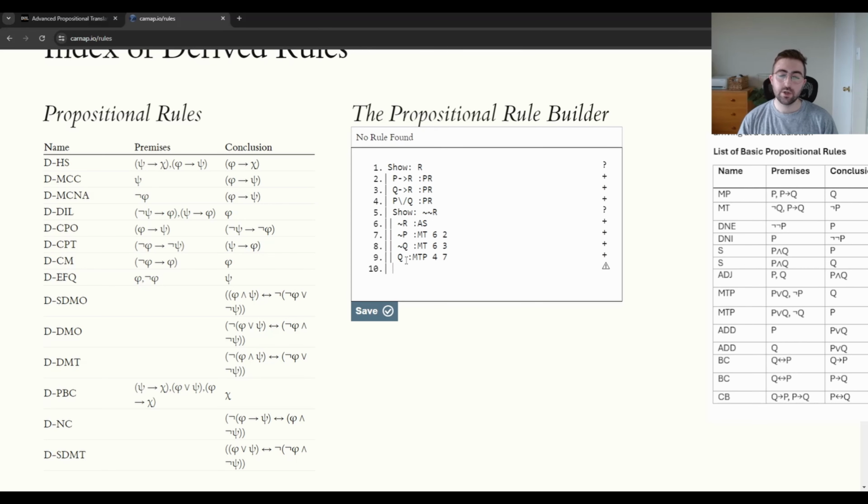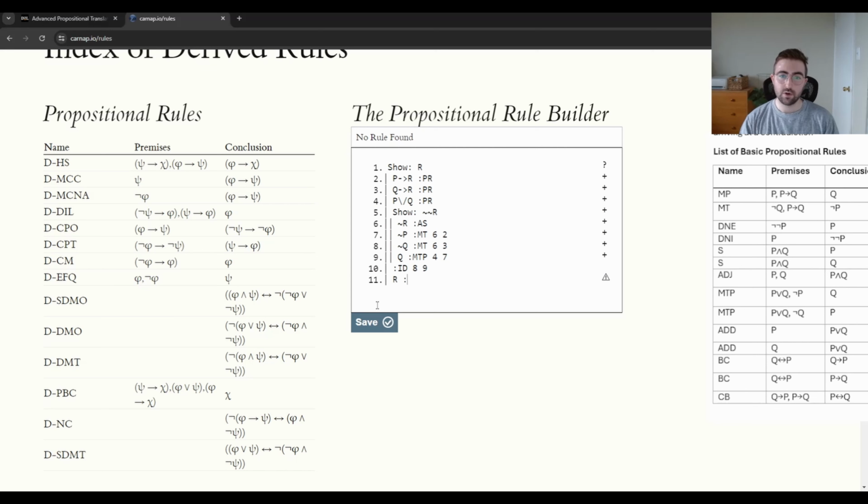But look, there's a contradiction. We have not Q and Q. So we know that if we assume not R, we get a contradiction, which means we have to have not R. This is proved using our indirect derivation, and the contradicting lines are 8 and 9. So great, now we have access to not R.